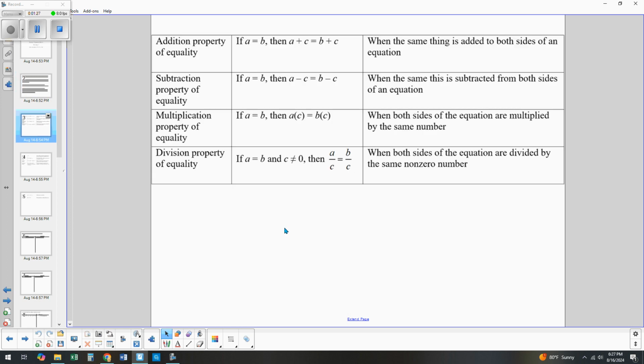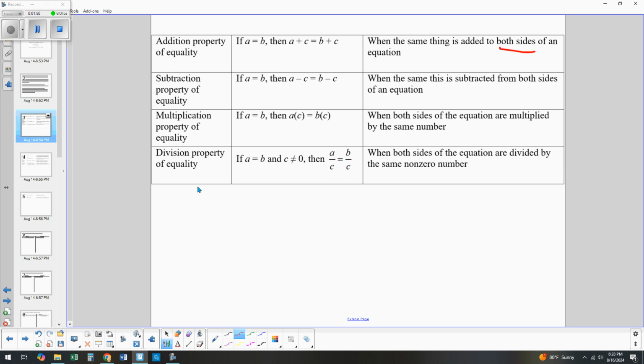So the addition property. If you add the same thing to both sides of an equation, that is the addition property. So it's not just adding two numbers together, but adding something to both sides, right? That is the key phrasing that they're using here to show the addition property. And then the same thing's going to be true for the remaining ones here.